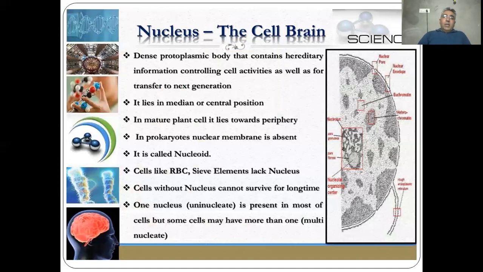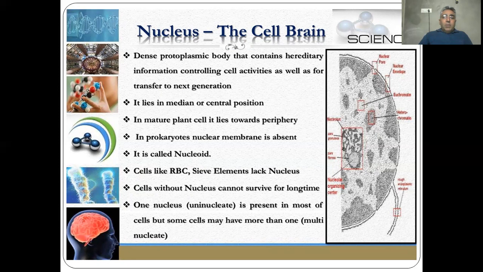After that, the nucleus. The cell nucleus is the structure which was discovered by Robert Brown in 1831. It is a dense protoplasmic body that contains hereditary information controlling the cell activity as well as for the transfer to the next generation. It lies in the median or central position. In a mature plant cell, it lies toward the periphery, because in plant cells the vacuole size is large, therefore it goes on the side.